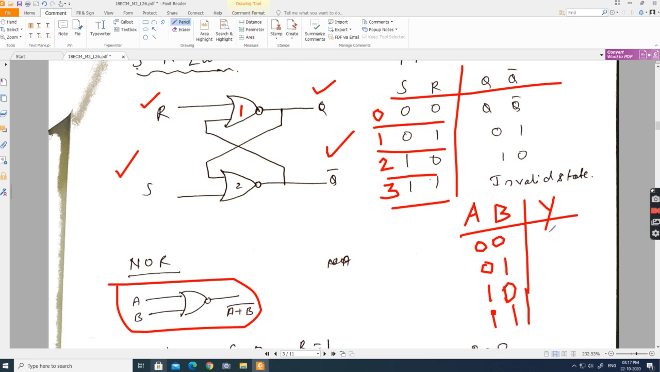What is the output here? Can you tell me? First combination, 1 1, what is the output? 1. Second input, A is 0, B is 1: output 0. Third condition, 1, 0: output 0. Fourth condition, 1, 1: output 0. Correct. Hopefully there is no issue in writing this truth table, correct?